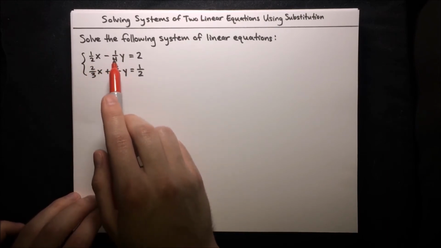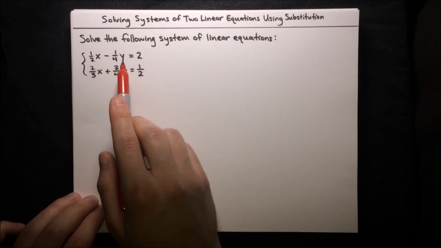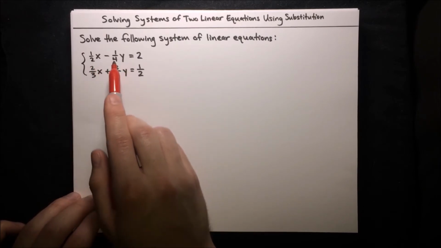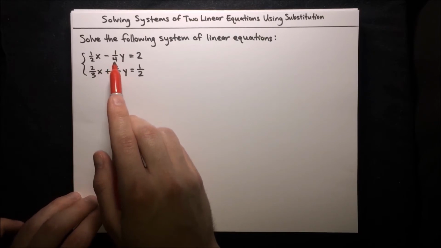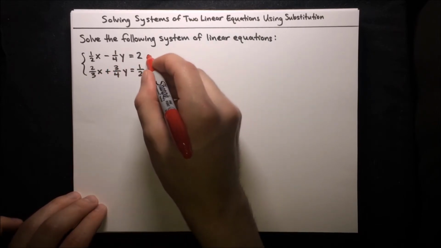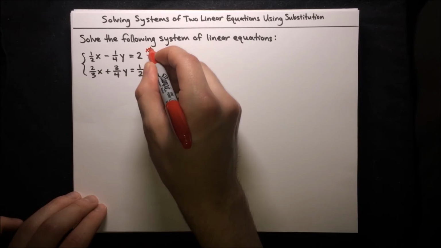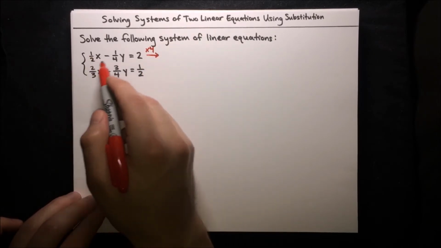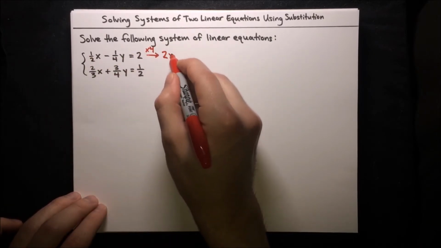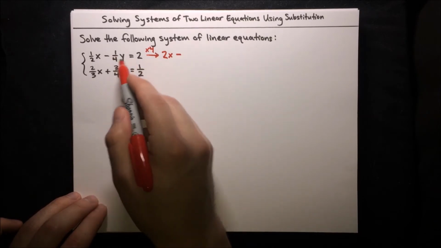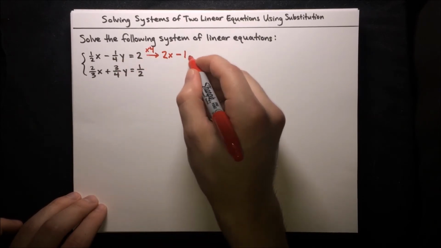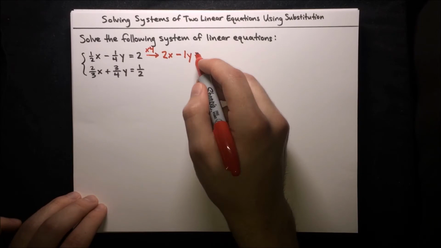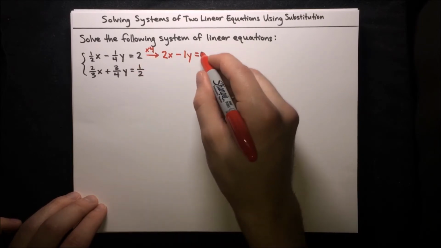So we want to multiply by the least common denominator here, or the least common multiple of 2 and 4, which is just 4, because 2 and 4 both go into 4 as factors. So why don't we go ahead and multiply by 4 here, and then we'll get a result. A half of 4 is just 2, so 2x, then minus a fourth of 4, just 1, so minus 1y, is equal to 2 times 4, which is just 8.